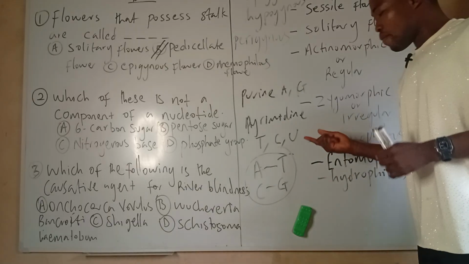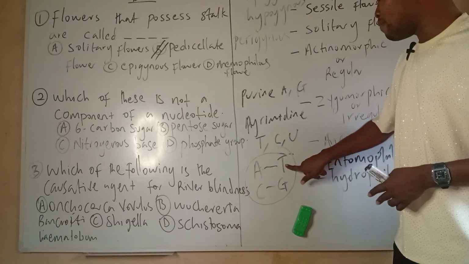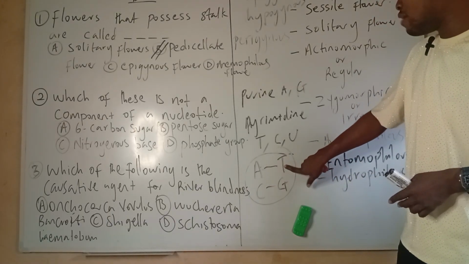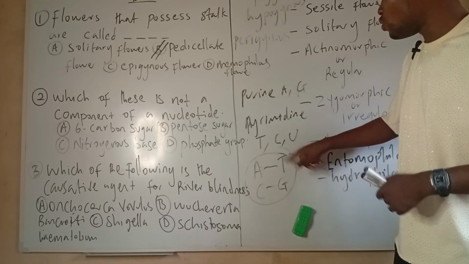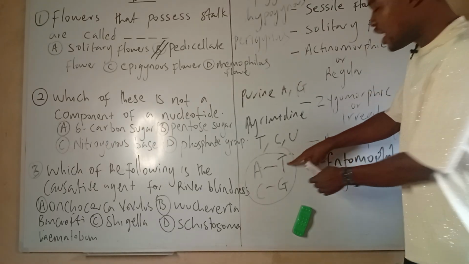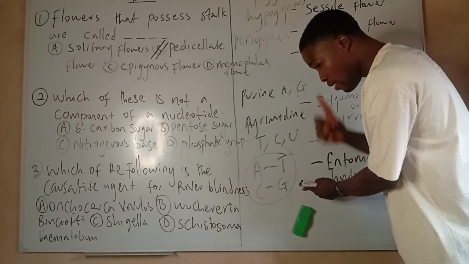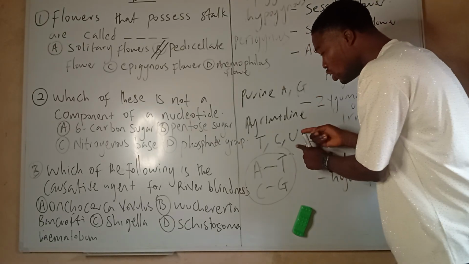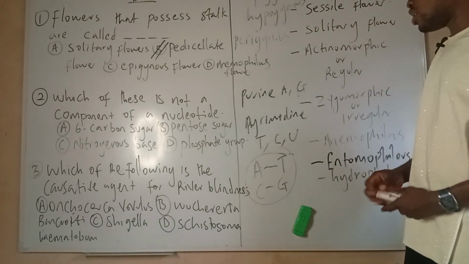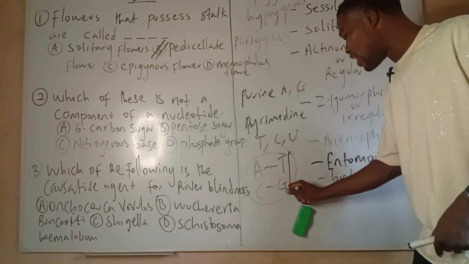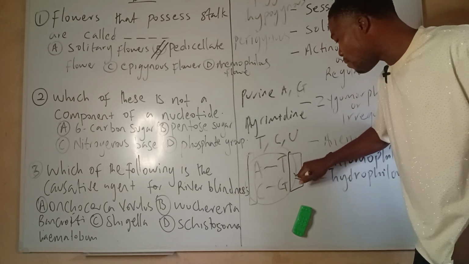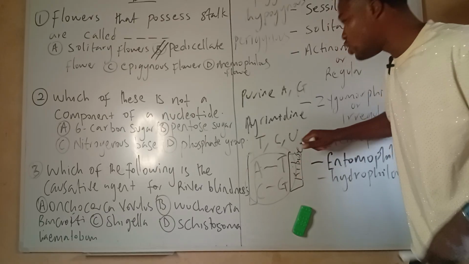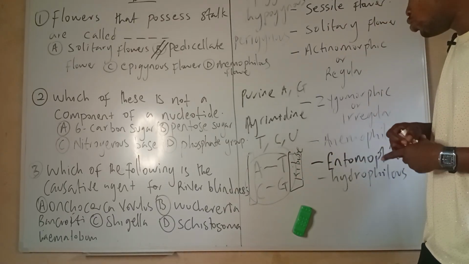So the DNA molecule contains thymine, and the RNA molecule contains uracil. This nucleotide has a backbone, and that backbone is a 5 carbon sugar we call ribose. So the pentose sugar is ribose.